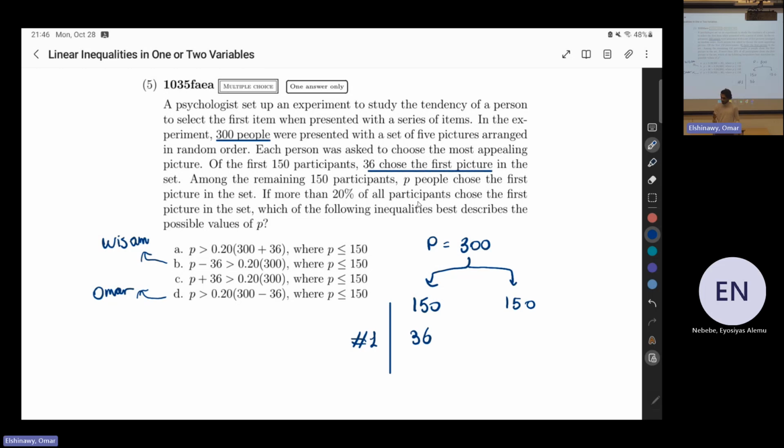Now for the other 150 people chose the first picture. Okay, so 36 among the 300? No, 36 out of the first group, which is 150. And then for the other group, P people chose the first picture.